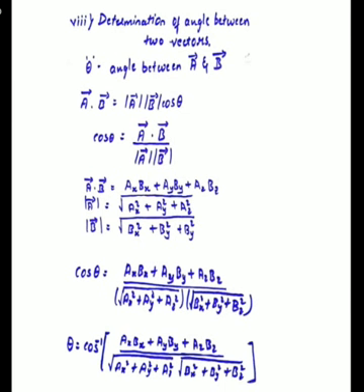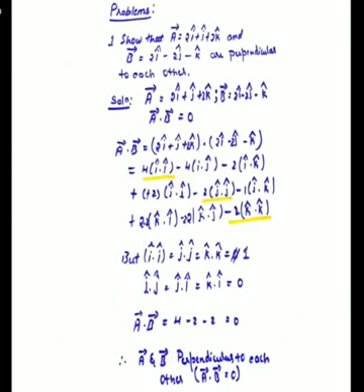Next let's see one problem. Okay, here it is a problem. Show that vector A, whose value is given as 2i cap plus j cap plus 2k cap, and vector B is equal to 2i cap minus 2j cap minus k cap, are perpendicular to each other.